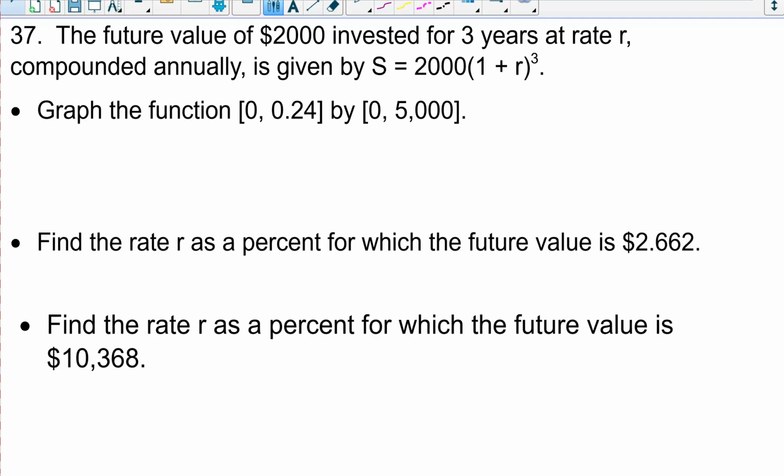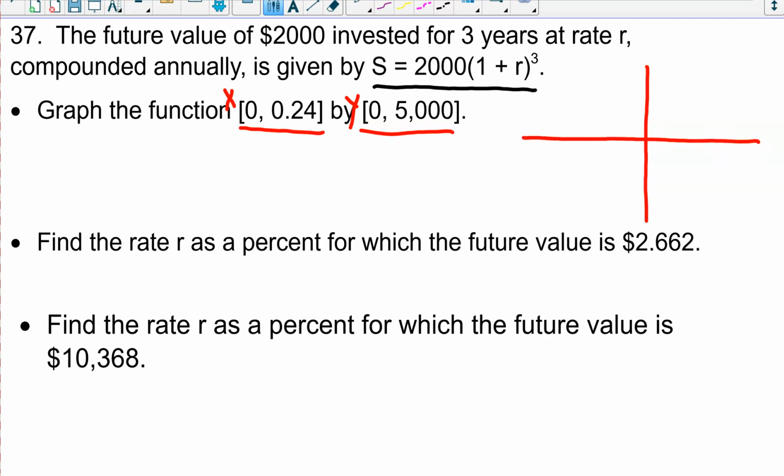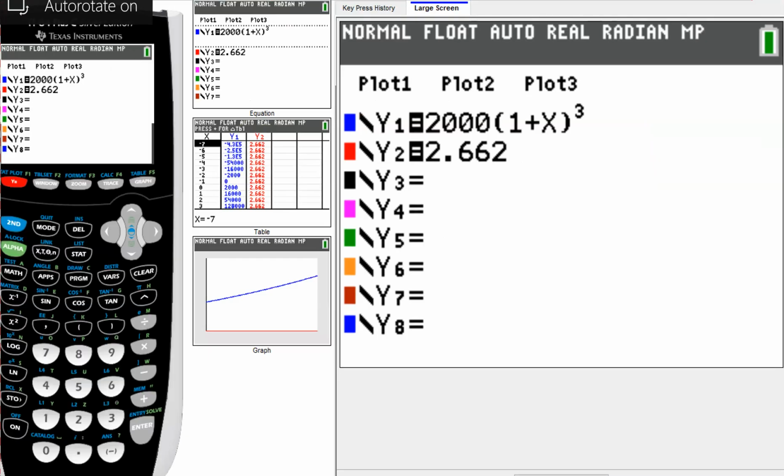So 37 says the future value of $2,000 invested for 3 years at rate R compounded annually is given by this equation right here. Graph this function. So this would be the X window and this would be the Y window. So you're going to graph that function. And I'm going to grab my calculator. So go ahead and try to get that on yours and pause this.